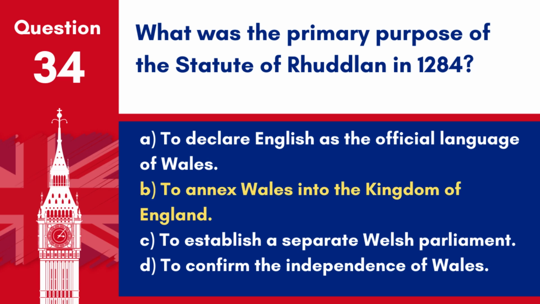Answer B. To annex Wales into the Kingdom of England. The Statute of Dublin in 1284 provided the constitutional basis for the government of the Principality of Wales, effectively annexing it into England under Edward I.